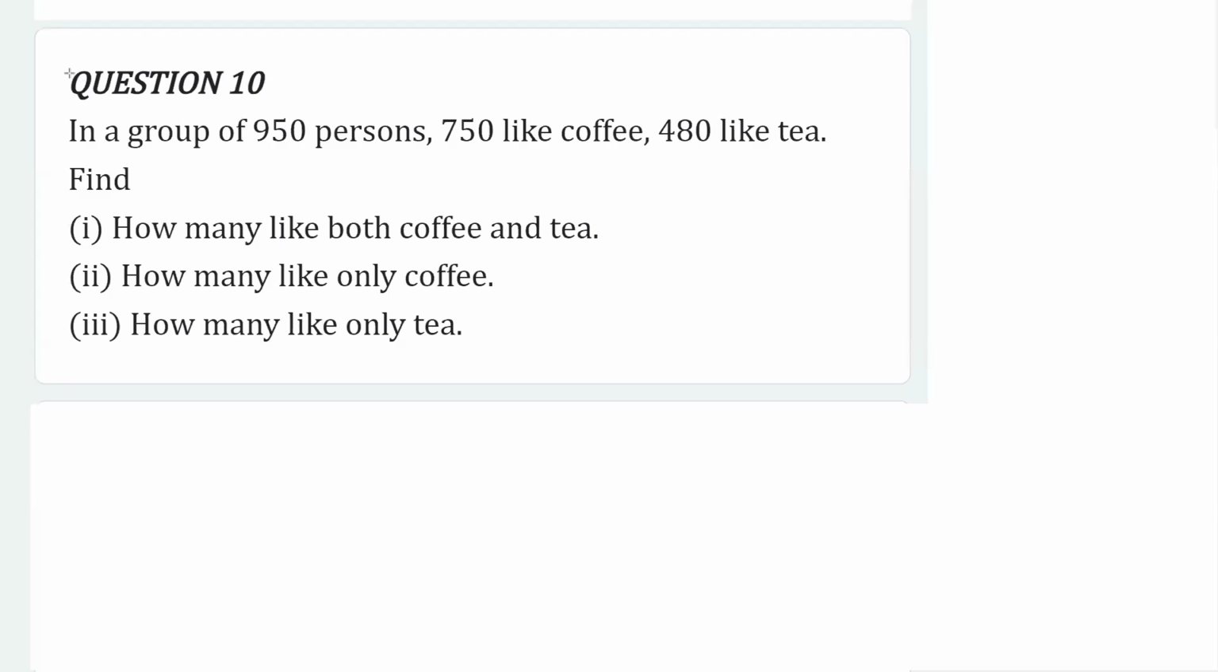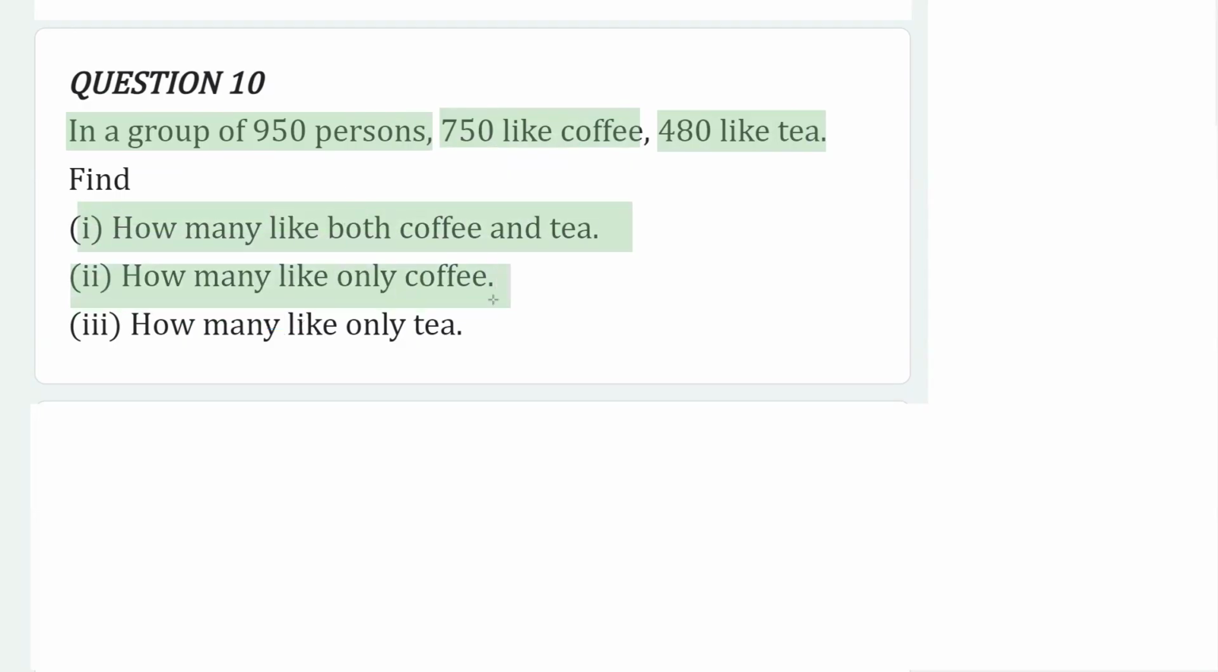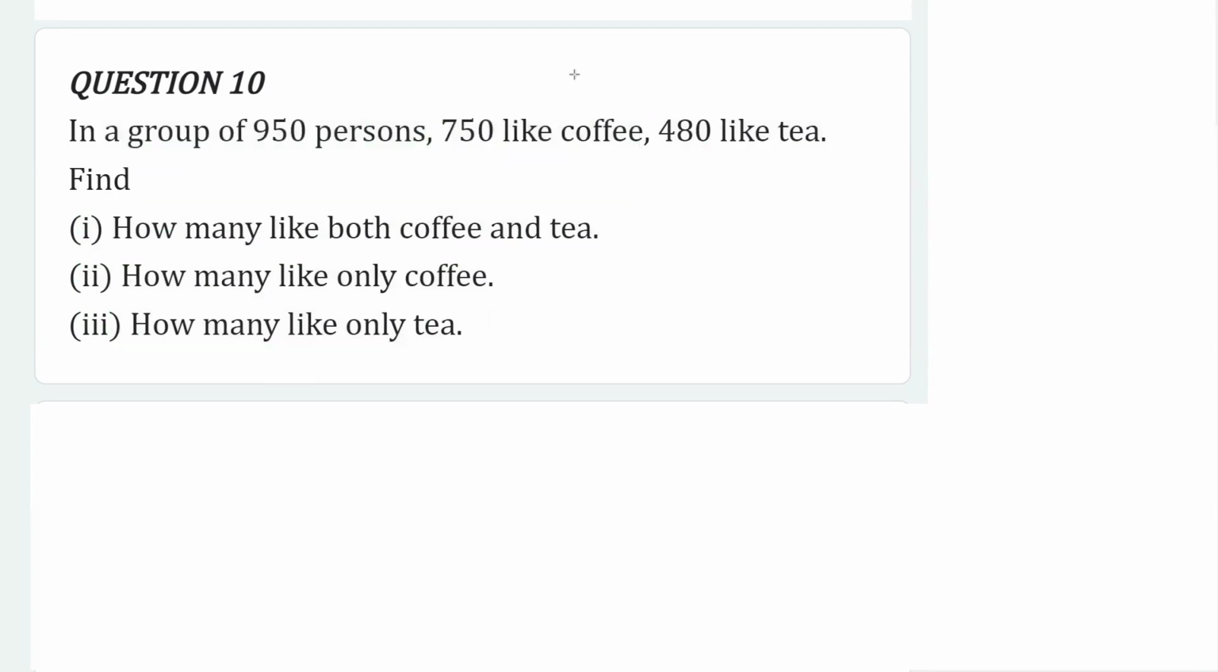In this question from set theory: in a group of 950 students, 750 like coffee and 480 like tea. You have to find the number of students who like both tea and coffee, the number who like only coffee, and those who like only tea. Now we can do this using a Venn diagram, and at the same time we can solve it using a formula.